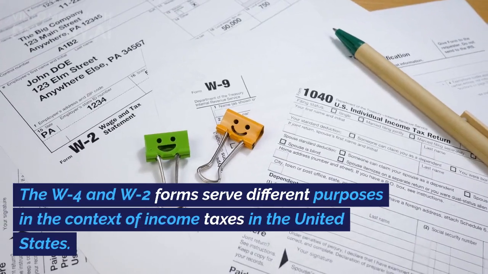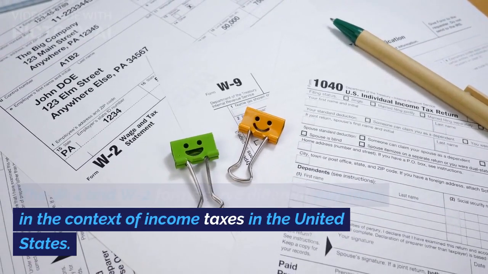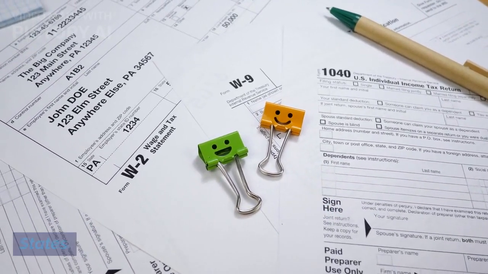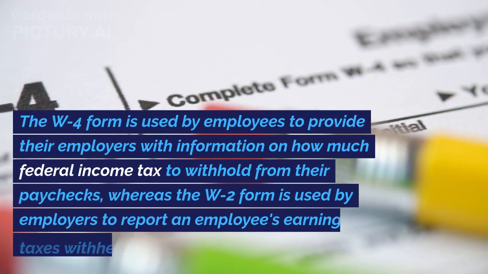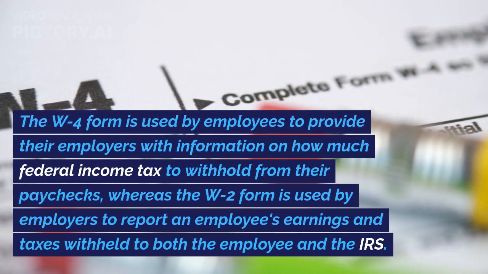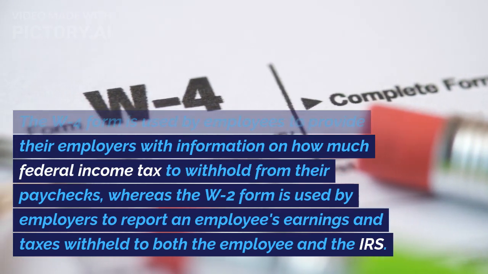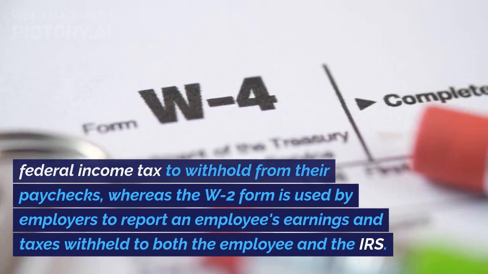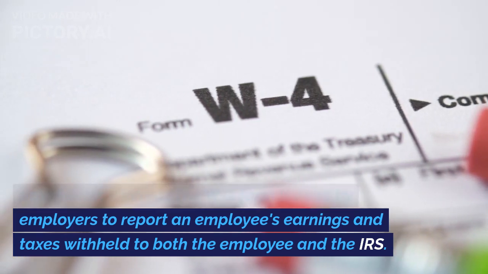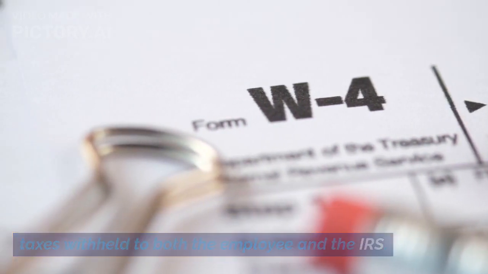The W-4 and W-2 forms serve different purposes in the context of income taxes in the United States. The W-4 form is used by employees to provide their employers with information on how much federal income tax to withhold from their paychecks, whereas the W-2 form is used by employers to report an employee's earnings and taxes withheld to both the employee and the IRS.